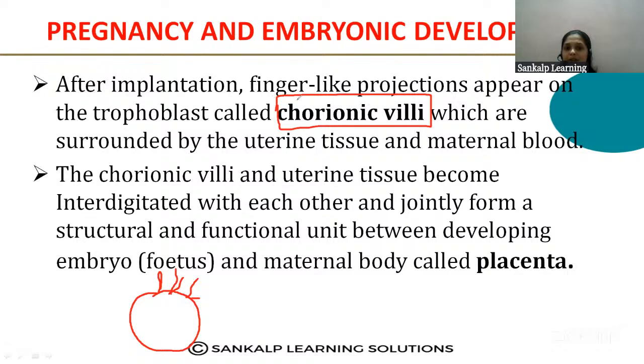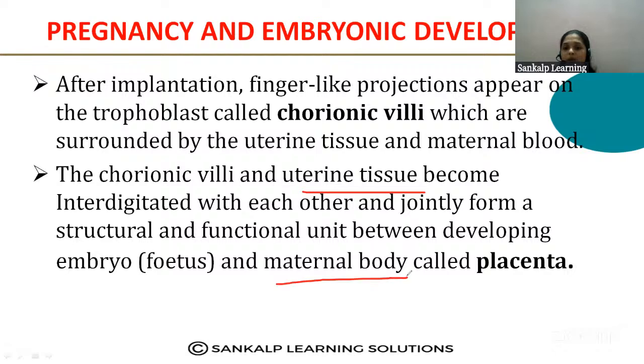After the implantation, finger-like projections appear on the trophoblast layer of the blastocyst. That is called chorionic villi. These chorionic villi and uterine tissues become interdigitated and jointly form a very important structural and functional unit between the developing embryo and the maternal body. Maternal body means mother's body. That is called the placenta.